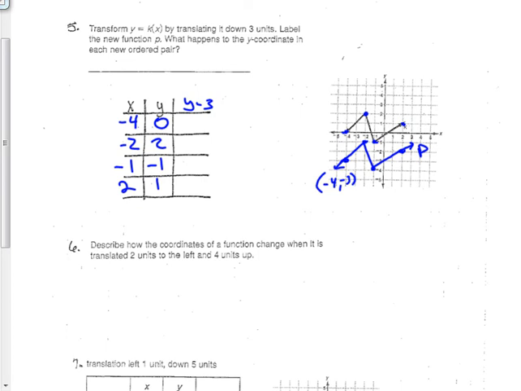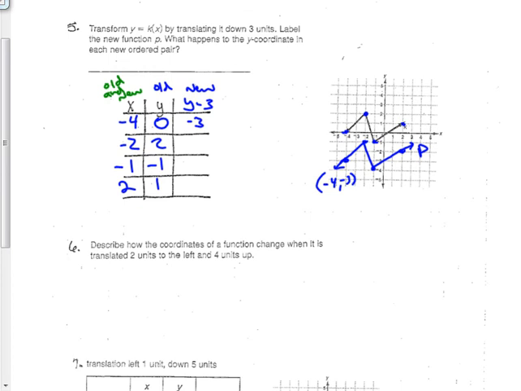This is just another way to write this table if you needed to have an ordered pair table for this. Okay, so this was the old one. This is the new one. I went down 3. This x value is old and new because the x value didn't change. And if I wanted to write it in a separate ordered pair table, the x column would not change.